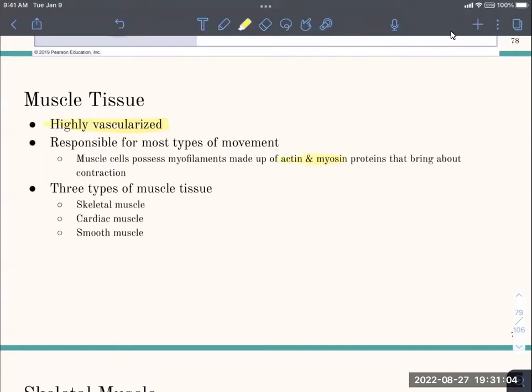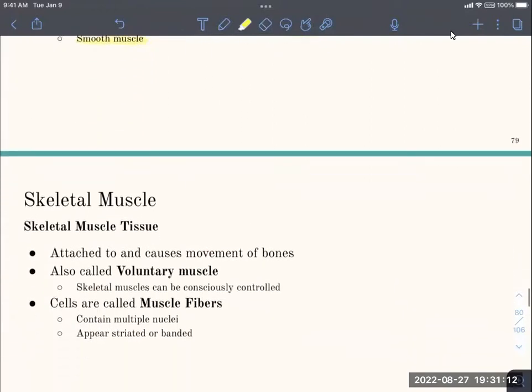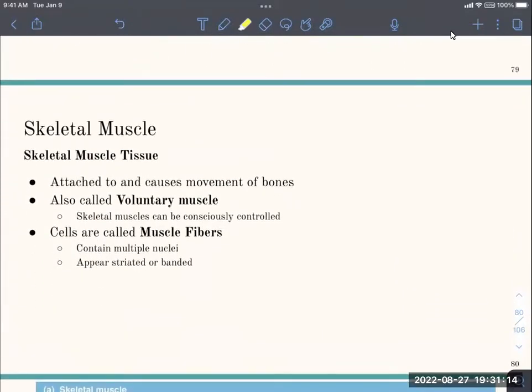We have 3 different kinds of muscle: skeletal muscle, cardiac muscle, and smooth muscle. Skeletal muscle is called voluntary muscle. It's the only type of muscle we can actually control. Our brain tells our arms to move. They tell our feet to move, to walk. Skeletal muscle, we can consciously control it.